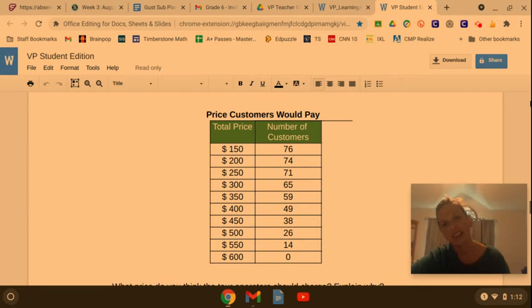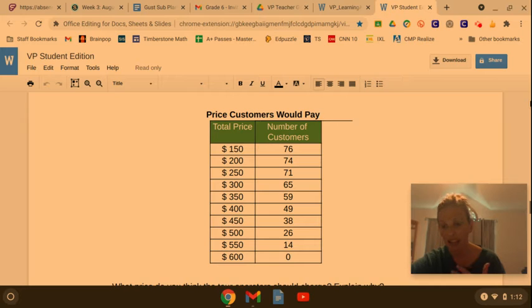So this is really what happens. They ask, looking at the table here, 76 people if they'd pay $150, and all 76 people said, yes, we would pay $150. Then they asked those same 76 people, would you pay $200? And 74 of them still said yes. Then they asked those same 74 people, would you pay $250? And 71 of them still said yes.